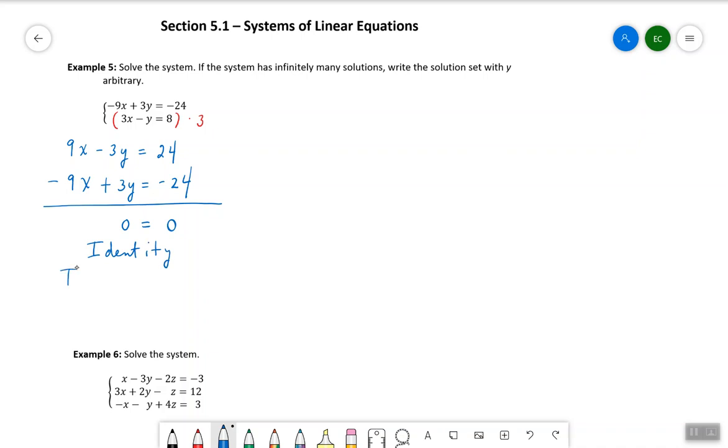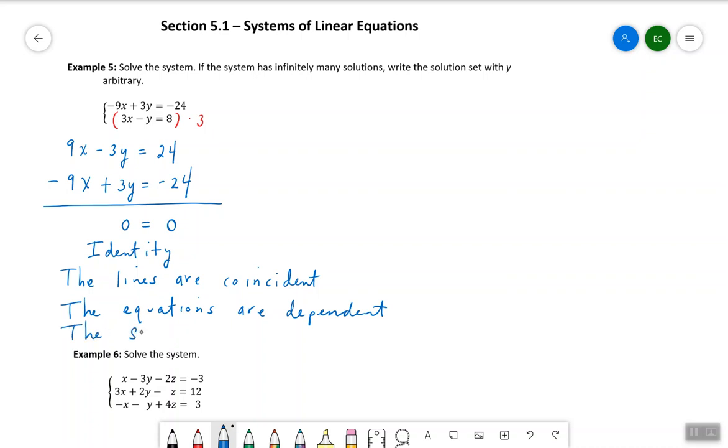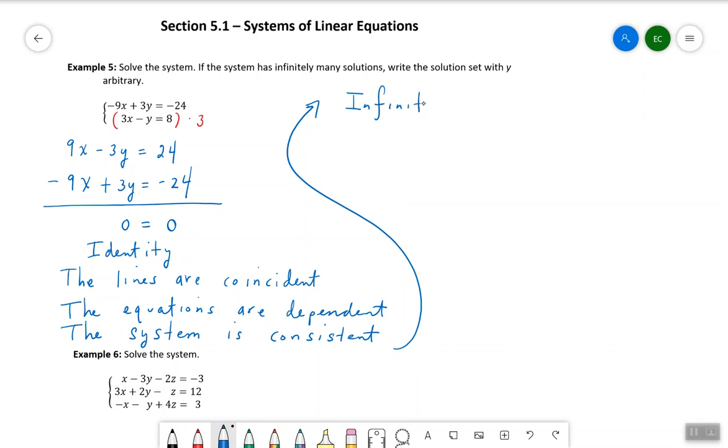We know that the lines are coincident. We know the equations are dependent. We know that the system is consistent. And we know there are infinitely many solutions.